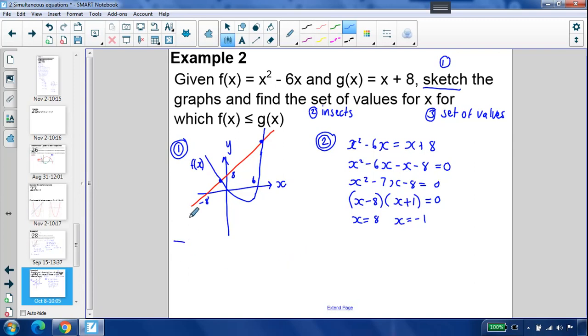So let's move on to step 3. And we are finding these set of values. So we're working out when f of x is less than or equal to g of x. Well, let's label the graph so it's easier to see. F of x was the curve, so g of x is the line.